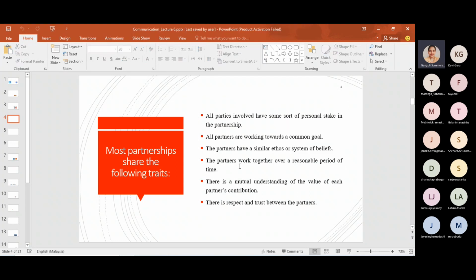So the organizations or companies involved in partnership working have similar attitudes, similar ethos, similar beliefs, and similar opinions.